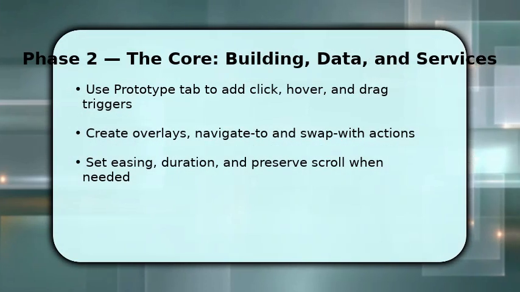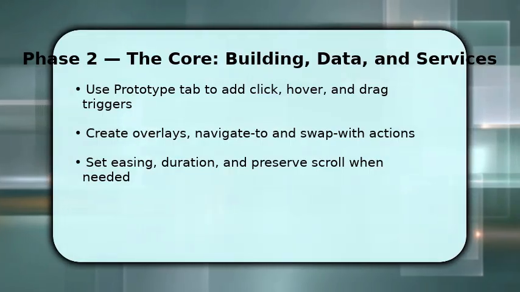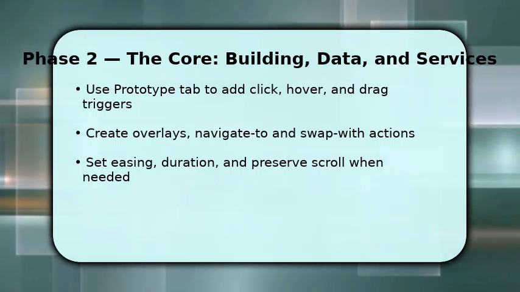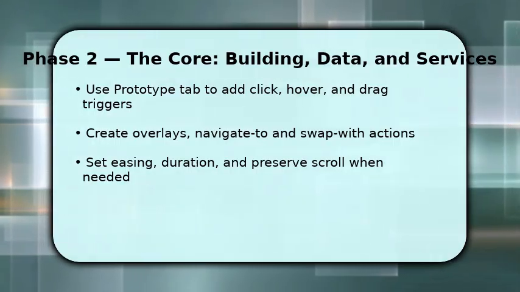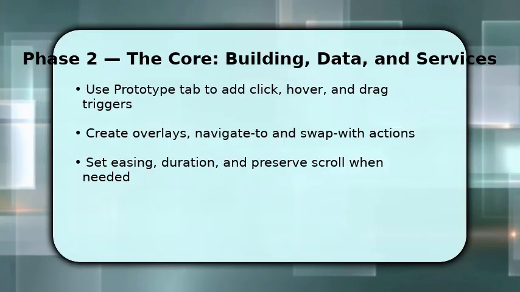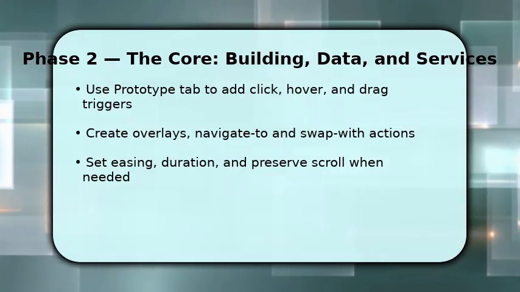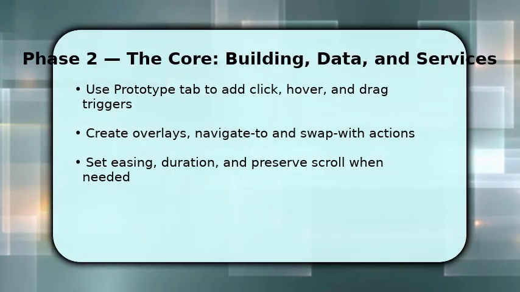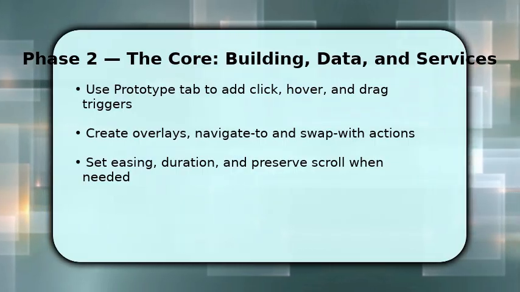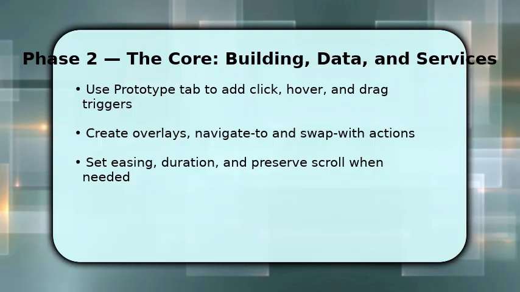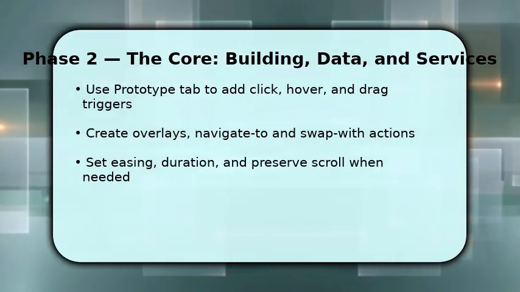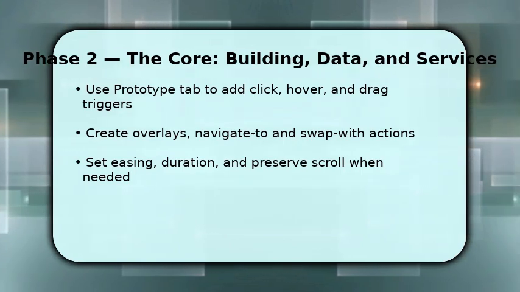Now you craft the interaction logic. Open the prototype panel and connect buttons to targets using click, hover, or drag triggers. Choose Navigate, Open Overlay, or Swap with actions depending on whether you replace content or show a floating panel. Once connections exist, adjust easing and duration for believable motion, and enable Preserve Scroll on long frames. Make sure to use components with interactive variants so you can reuse states. This reduces repetition and keeps behavior consistent across screens.